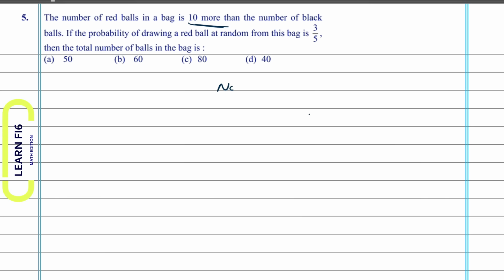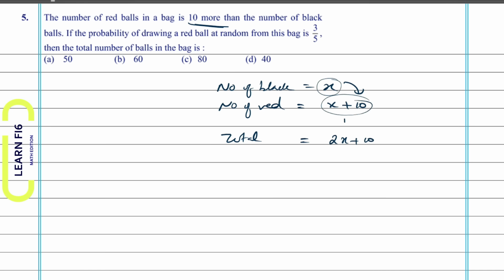Okay. So first we need to take the number of black balls as x. As per the question, the number of red balls is 10 more than the black balls. So we need to add 10 to the number of black balls to get the red balls. Okay. Now the total number of balls should be 2x plus 10. You have to add them together. So the number of black balls is x and the number of red balls is x plus 10. So the total value will be 2x plus 10.